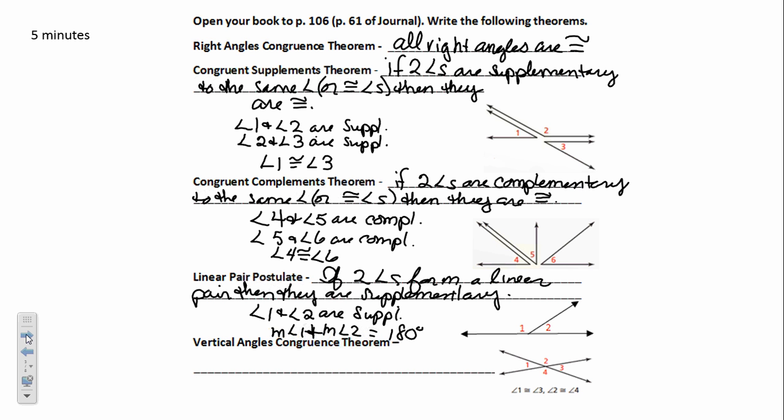Last theorem. What does the vertical angle theorem say, Alex? On page 108 for the Milton book. Sorry. Go ahead, Derek. Vertical angles are congruent. It's an easy one to remember. Not much to it. So vertical angles are congruent.